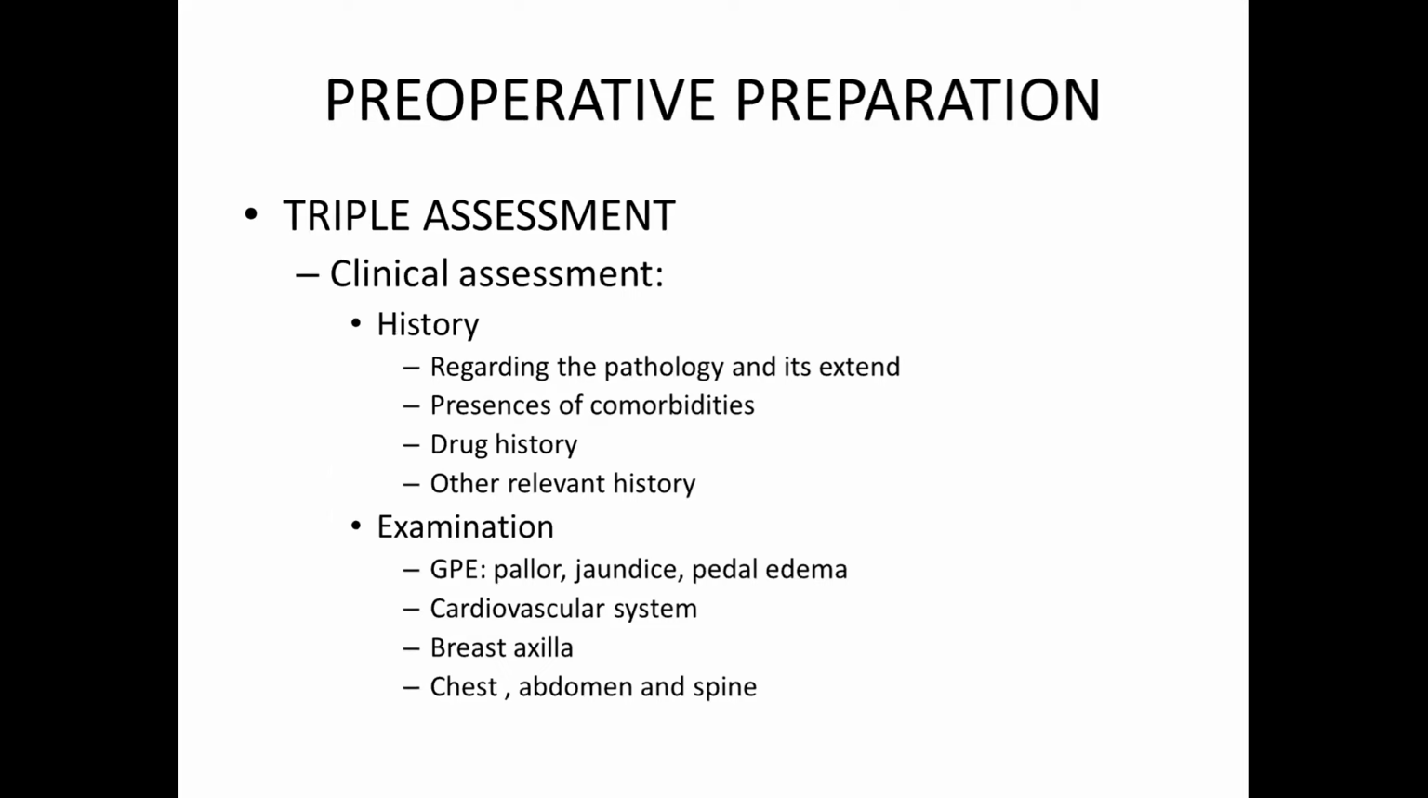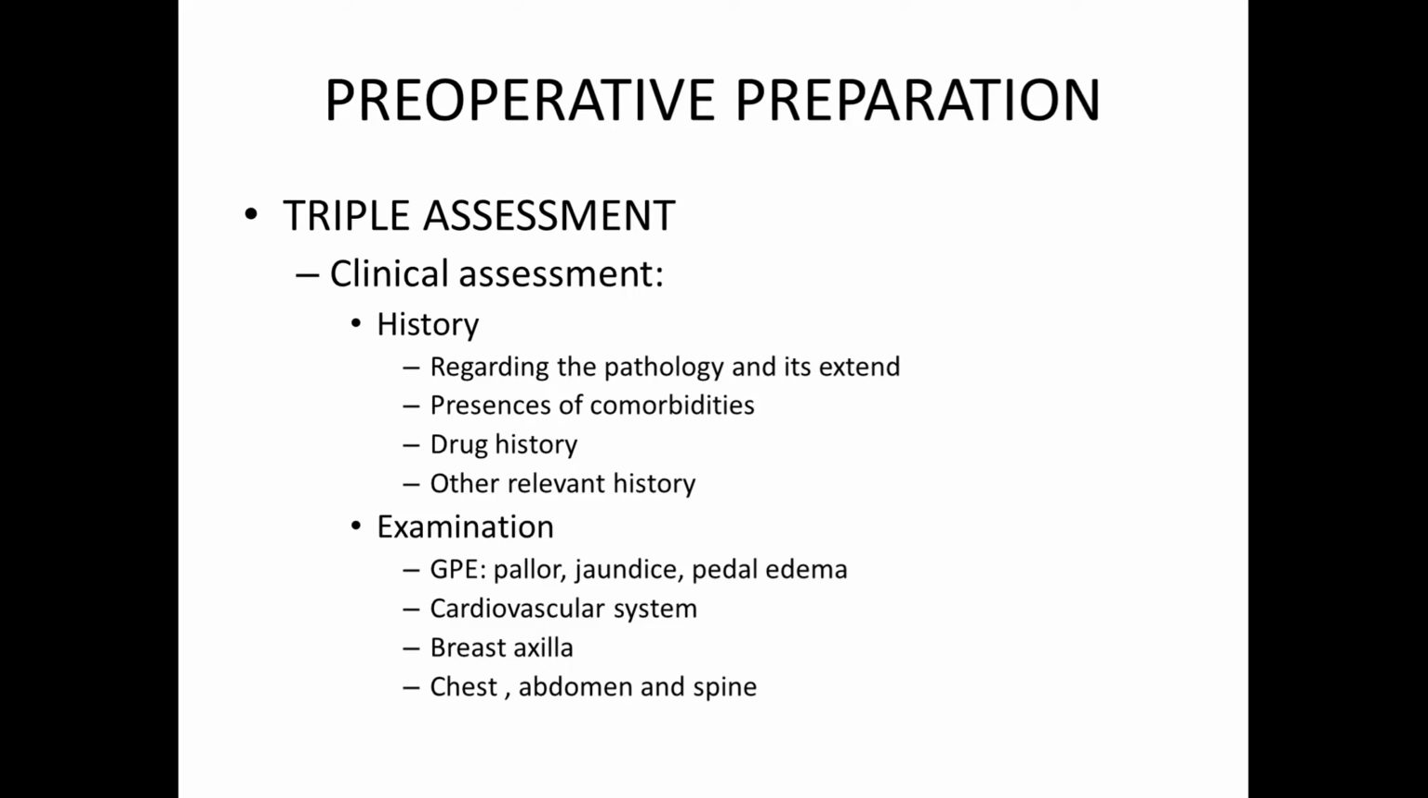In pre-operative evaluation, the triple assessment of the patient needs to be done, which entails a clinical history, physical examination, investigation, as well as the histology. The clinical history involves taking a history regarding the pathology and its extent. The history of presence of comorbidities such as diabetes mellitus and hypertension should also be sorted out. Drug history, the current medication the patient is on, which will affect the patient, for example, blood thinners. Those blood thinners need to be stopped so as to prevent unnecessary hemorrhage.